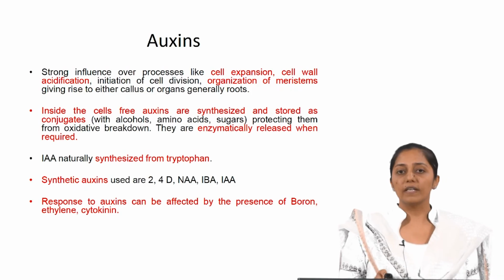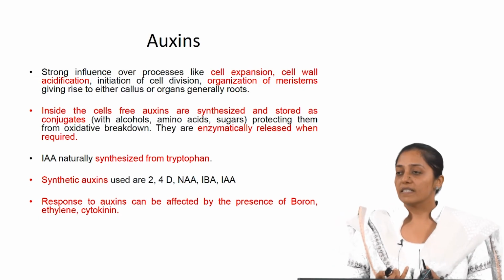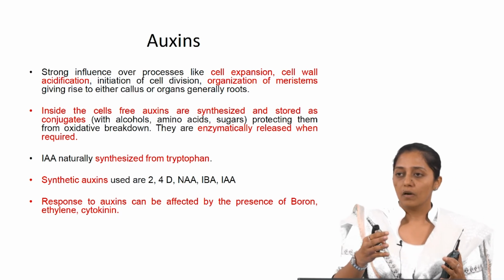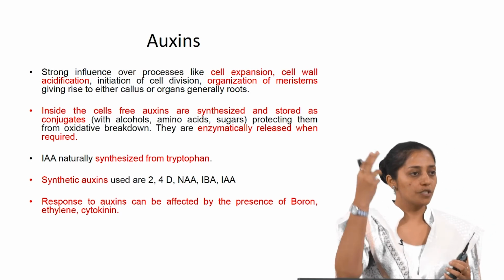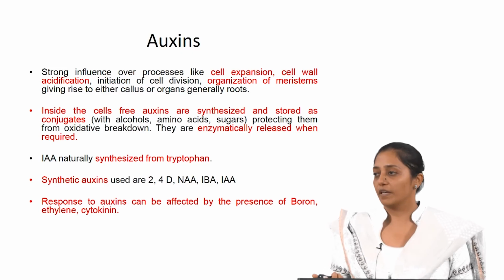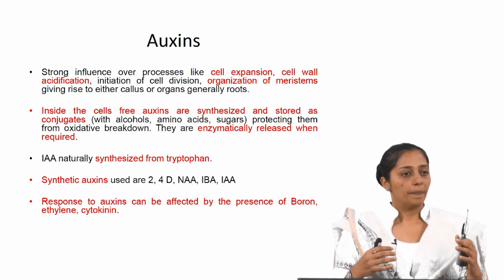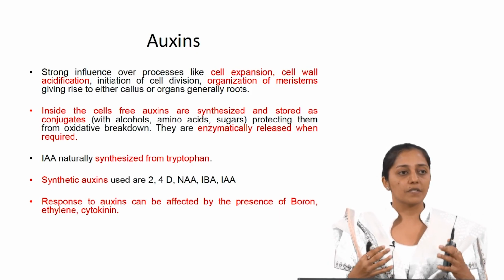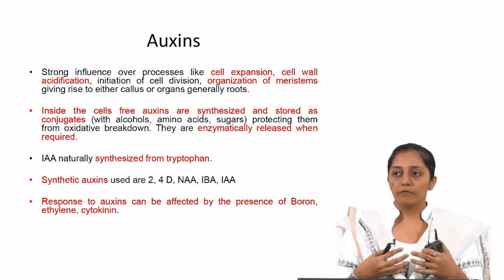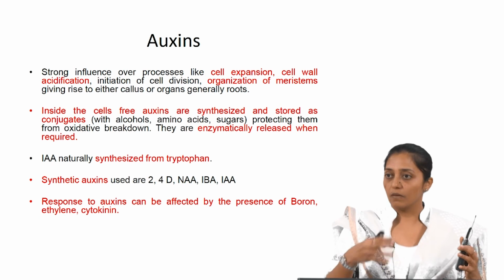Auxins strongly influence processes like cell expansion and cell wall acidification. It is said that auxins are useful in the growth or extension of plant roots and shoots, by the mechanism of cell elongation and cell wall acidification. Now how does it happen? Auxins not only help in controlling the expression of certain proteins in the cell wall called extensins, which loosen the cell wall, but also prepare extra cell wall material.